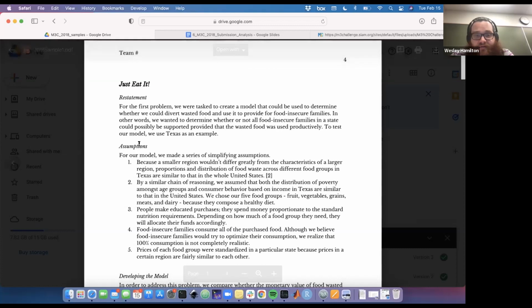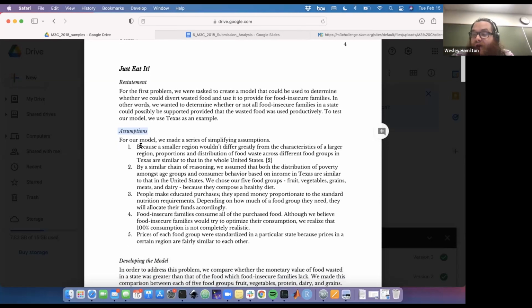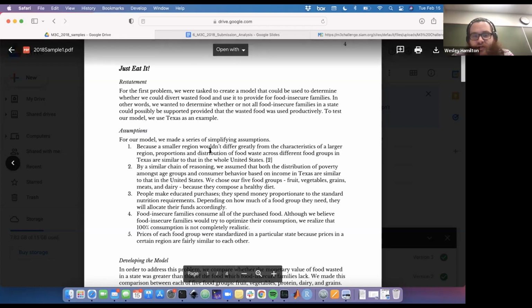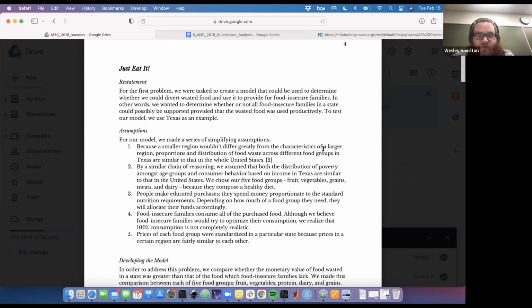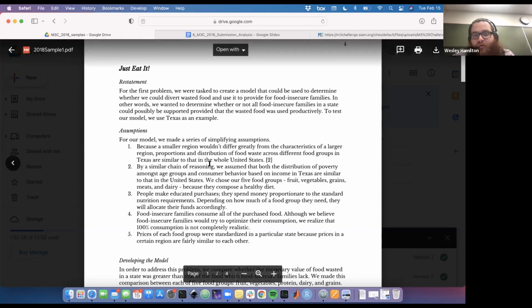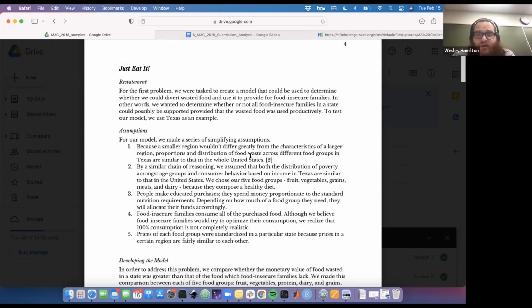Assumptions, are they easy to find? Bam, there is a section called assumptions. So yes, they are very easy to find. Are they justified? Reading through even the first one: because a smaller region wouldn't differ greatly from the characteristics of a larger region. Proportions and distribution of food waste across different food groups in Texas are similar to that in the whole United States. And so that was an assumption that was made that we came up with last week as well.